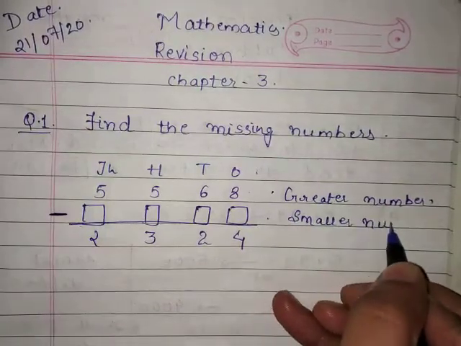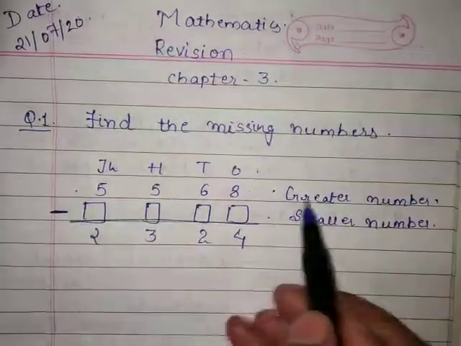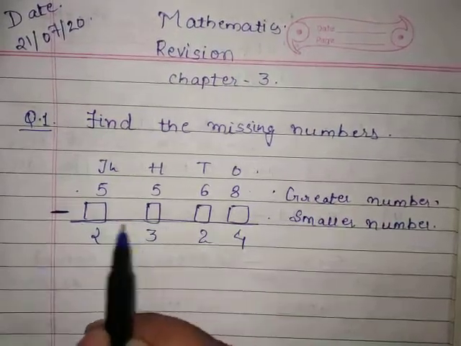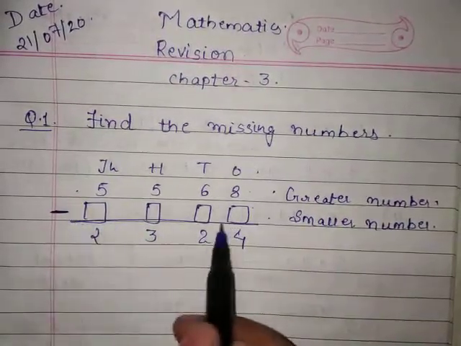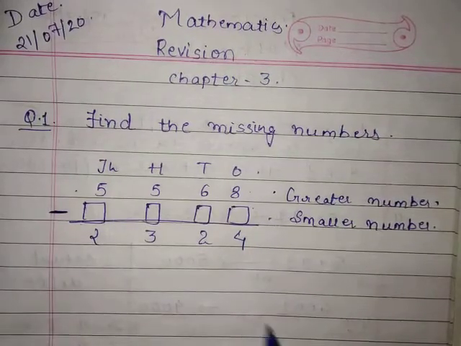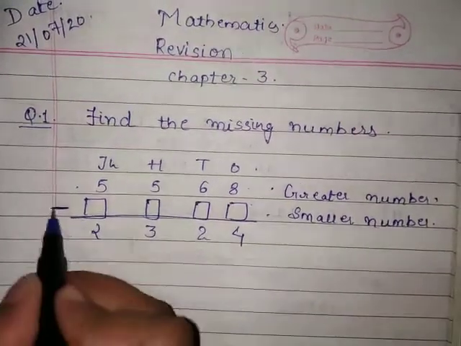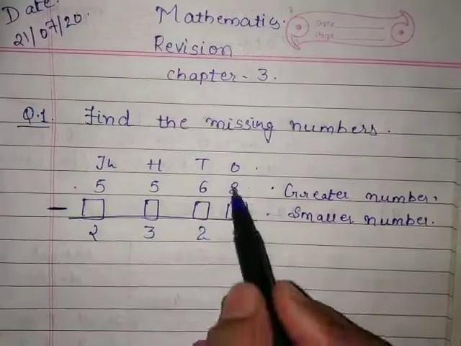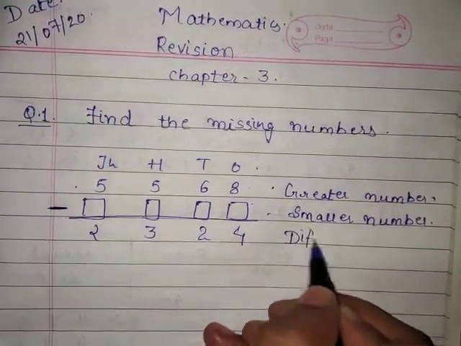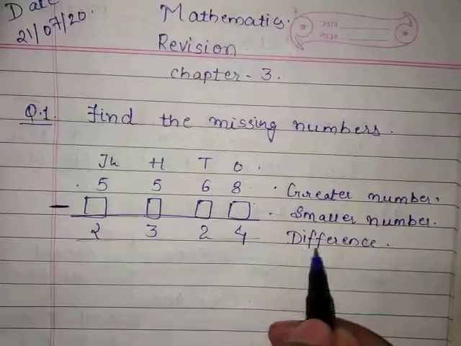Alright? For doing the subtraction, first we write the greater number. So this number is the greater number. Then we write the smaller number. So the number which is missing here must be the smaller number. And now the answer after subtraction. This is the sign of subtraction. So the answer which we get after subtraction is known as difference.